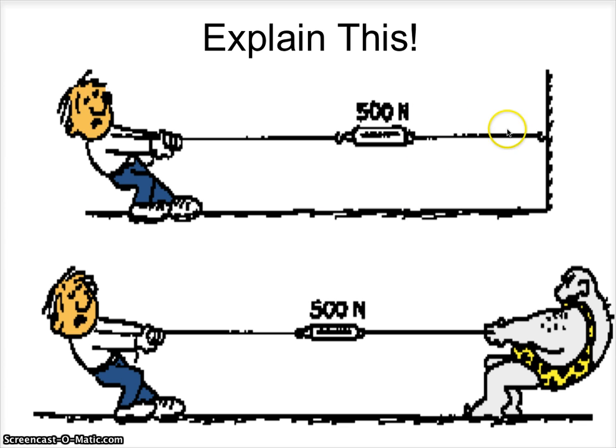This is akin to the same scenario as the bottom one, where a person is pulling this way with 500 newtons of force and the strongman is pulling in the opposite direction at 500 newtons. It's the same thing because for every action there's an equal but opposite reaction. The forces are exerted on different objects.